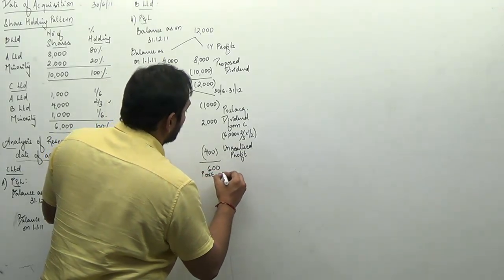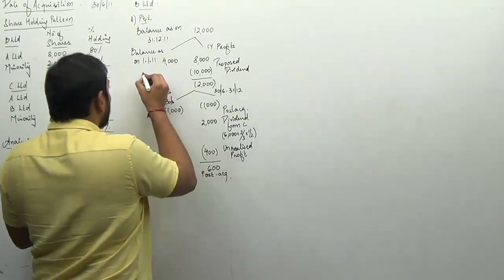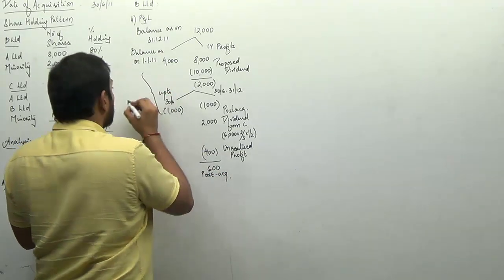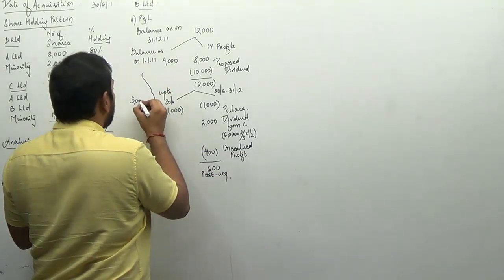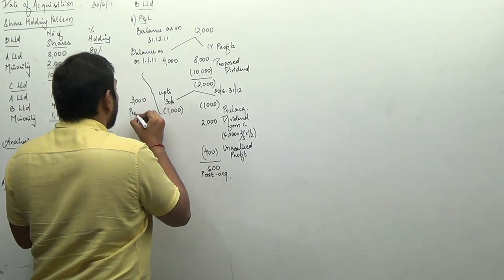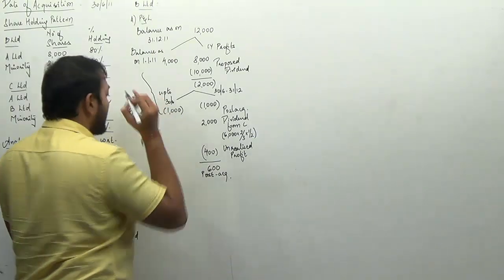So 600 is post-acquisition. This 4,000, this minus 1,000, total is 3,000 pre-acquisition.